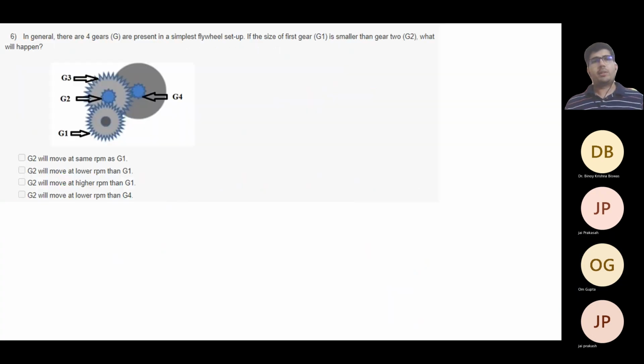Okay, come to question number 6. In general, there are 4 gears. Gears are represented by the letter G. In a simplest flywheel setup, if the size of the first gear G1 is smaller than gear G2, what will happen? So you have given a configuration in which G1 is greater than G2. Now if you change the size of gears, G1 is smaller and G2 is bigger, then what will happen? Take 2-3 minutes to answer.